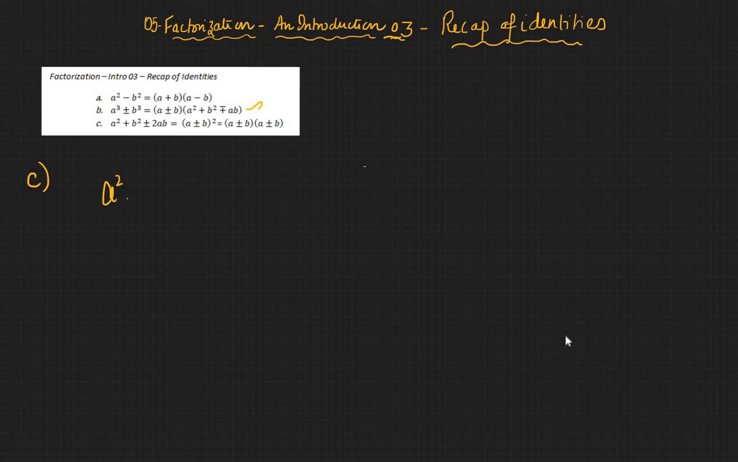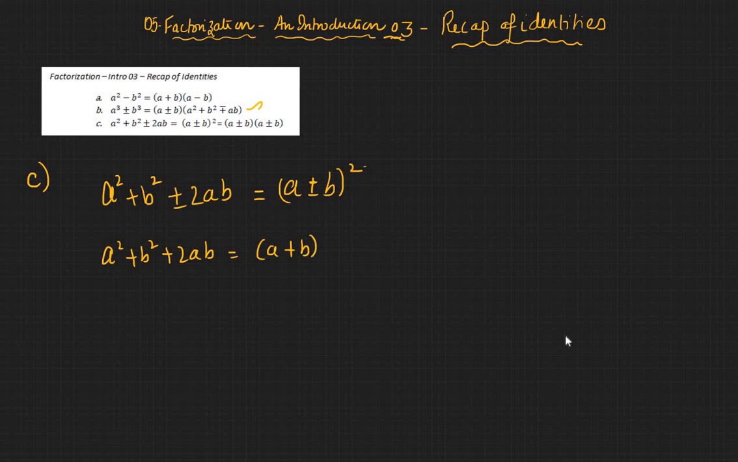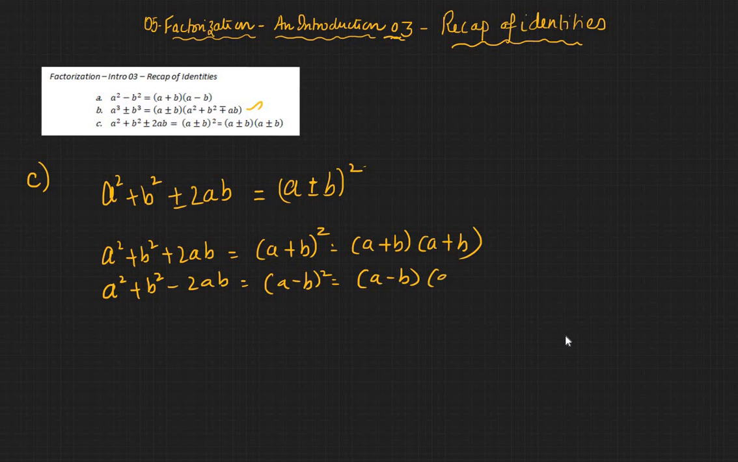The next one is something which we would remember from the previous videos, which is a squared plus b squared plus or minus 2ab is a plus or minus b the whole square. What that means is if you have a squared plus b squared plus 2ab, you would get a plus b the whole square, which is a plus b into a plus b. And if you get a squared plus b squared minus 2ab, you would have a minus b the whole square, which is a minus b into a minus b. So this is your expression, and these are your factors. You can go ahead and check this both visually and algebraically and confirm yourself. By the way, this is something which we have done in the previous videos on expansion.